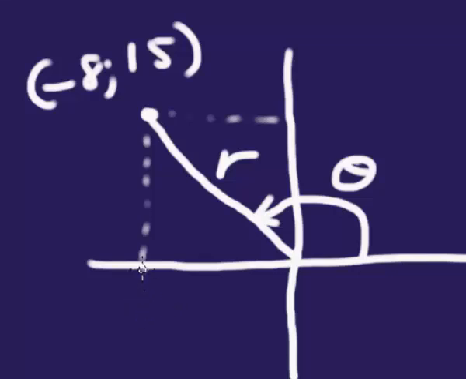Because remember, that's where negative 8 is. And then this vertical is the 15. So you're going this way. That's where x is negative 8. You see, there's your right angle triangle. So it's important to know where to put that negative.